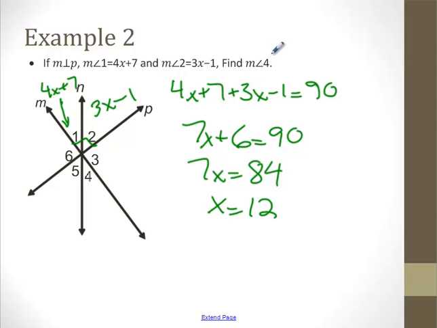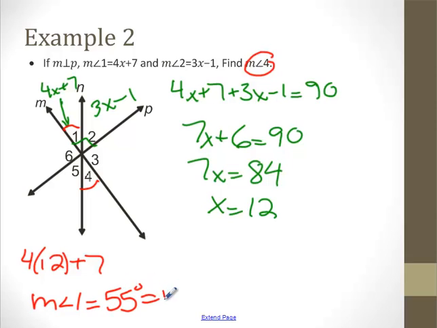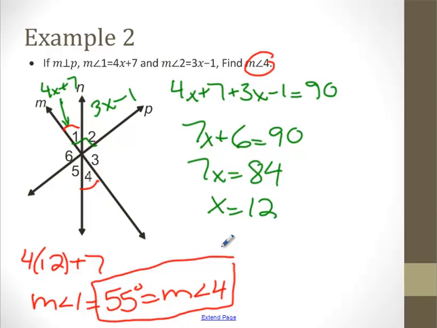My ultimate goal is to find angle 4. Well, angle 4 is across from angle 1. So 1 and 4 are congruent. So if I find the measure of angle 1, that means I found the measure of angle 4 as well. 4 times 12 is 48. 48 plus 7 gets us that the measure of angle 1 is 55 degrees. But that's also the measure of angle 4. And that's what we got on vertical angles.